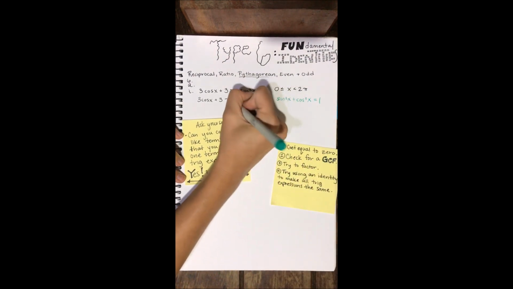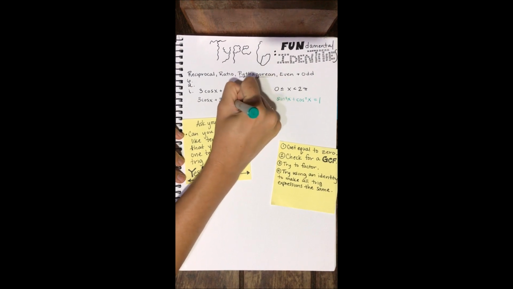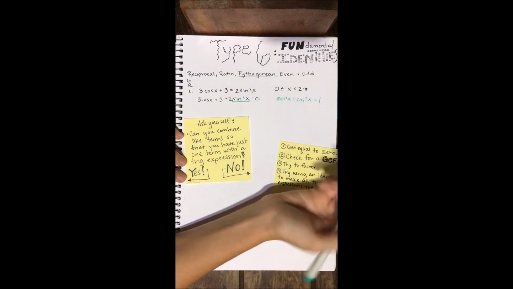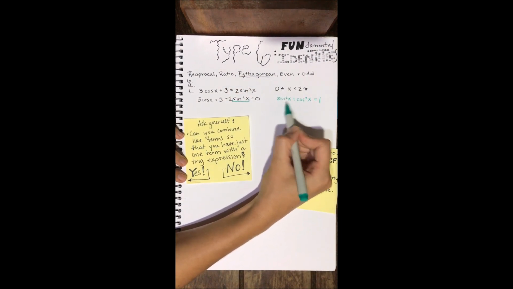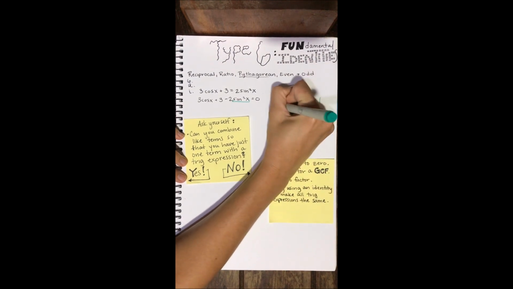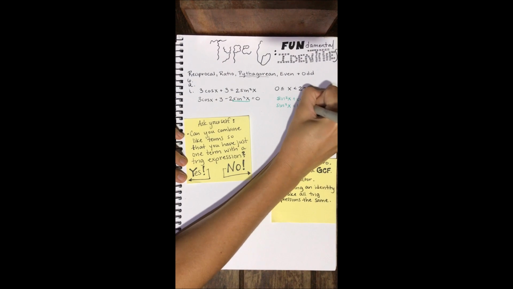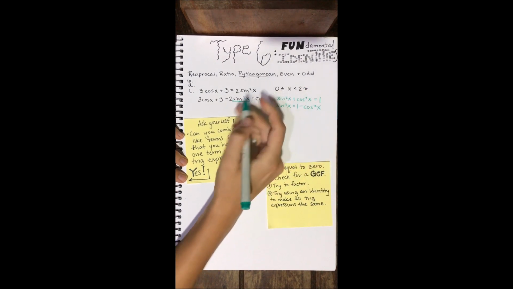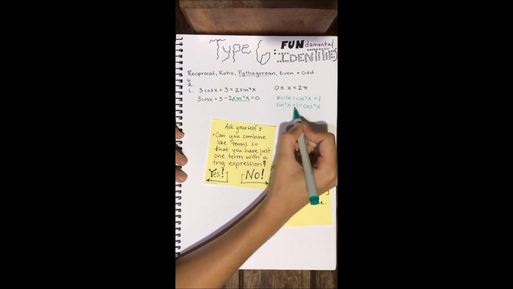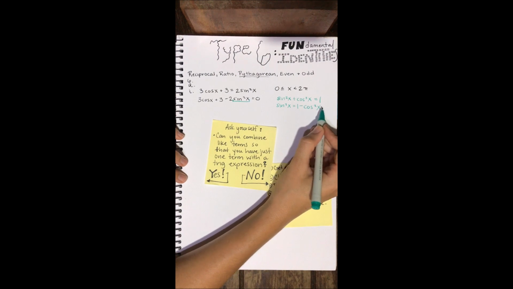Now I want to change sine squared to be involving cosine. So I'm going to solve for sine squared here. I'm going to pass cosine squared, subtracting. So sine squared x is equal to 1 minus cosine squared. Now I can replace this sine squared with 1 minus cosine squared.